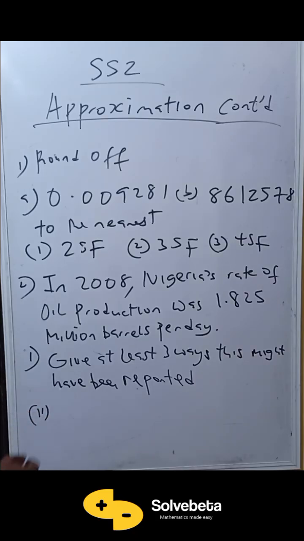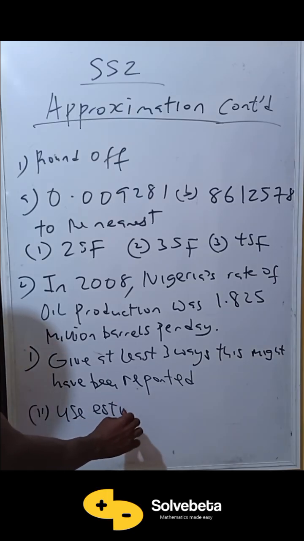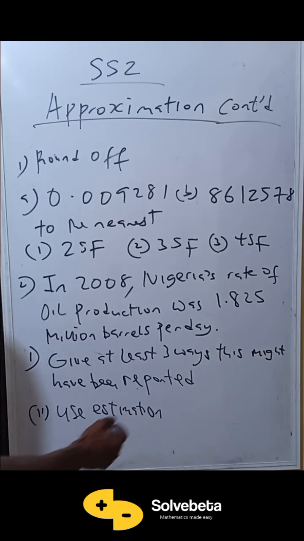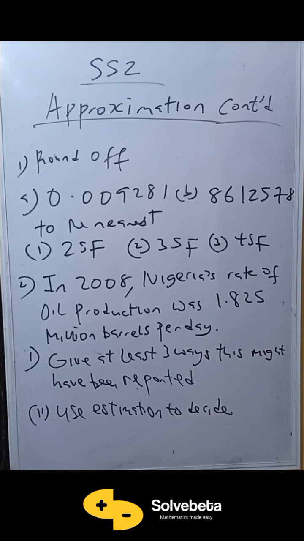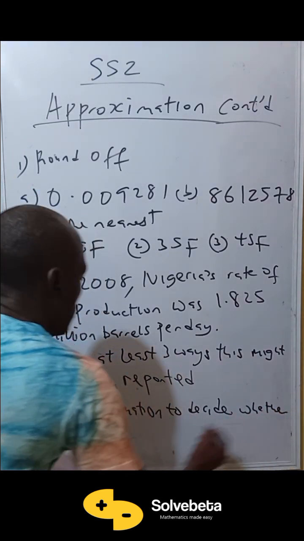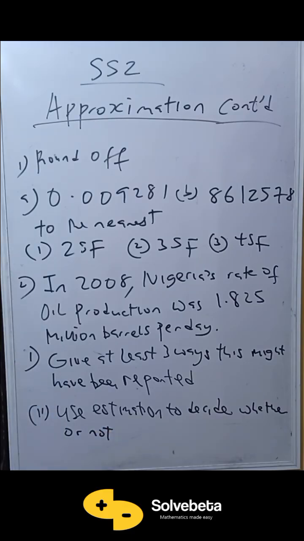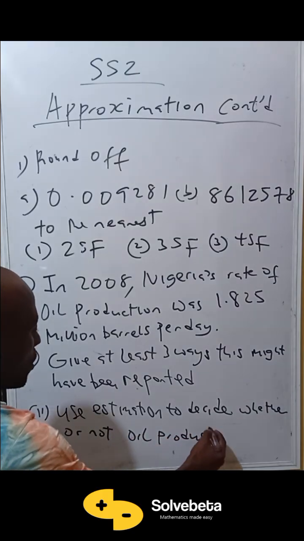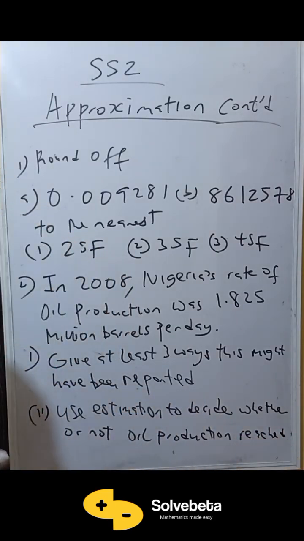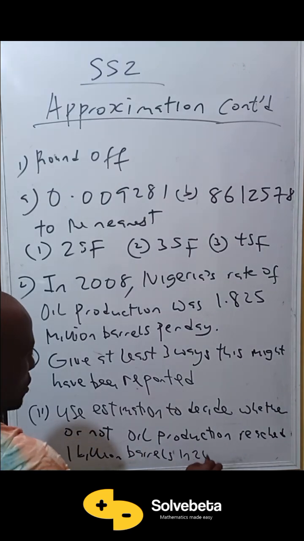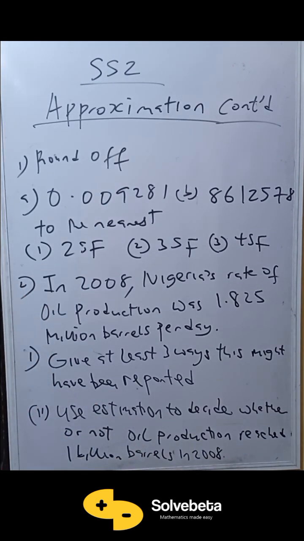Then 2, use estimation to decide whether or not oil production reached 1 billion barrels in 2008. So this is an applied question.